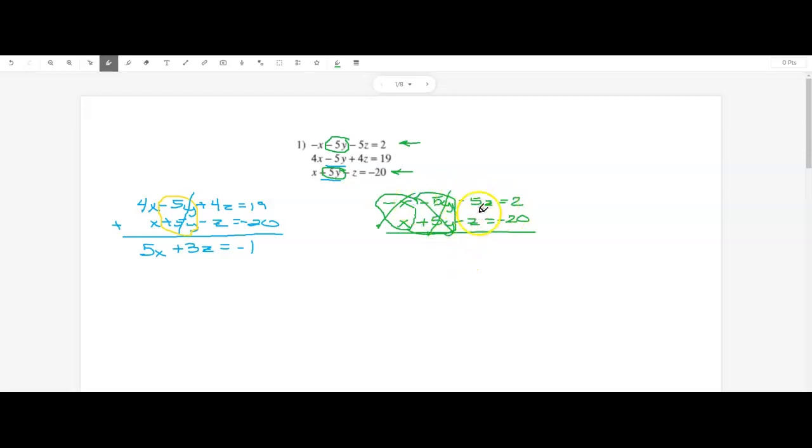Now, I'm left with negative 5z minus z, which is negative 6z, equals 2 minus 20, which is negative 18. Divide both sides by negative 6. Since I only have one variable, I can go ahead and solve it. So z equals 3.